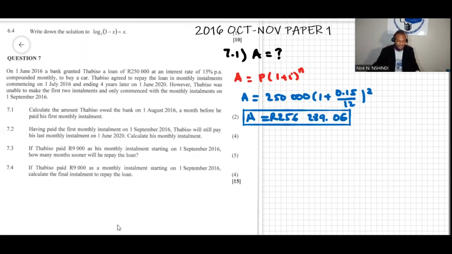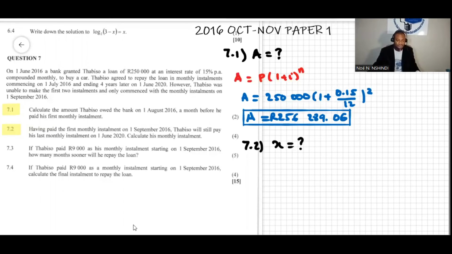Now, question 7.2. That was 7.1, now we're going to do 7.2. The question says that having paid the first monthly installment on 1st September 2016, Tabiso will still pay his last monthly installment on 1st June 2020. Calculate his monthly installments. Well, so we need to find x, his monthly installments.